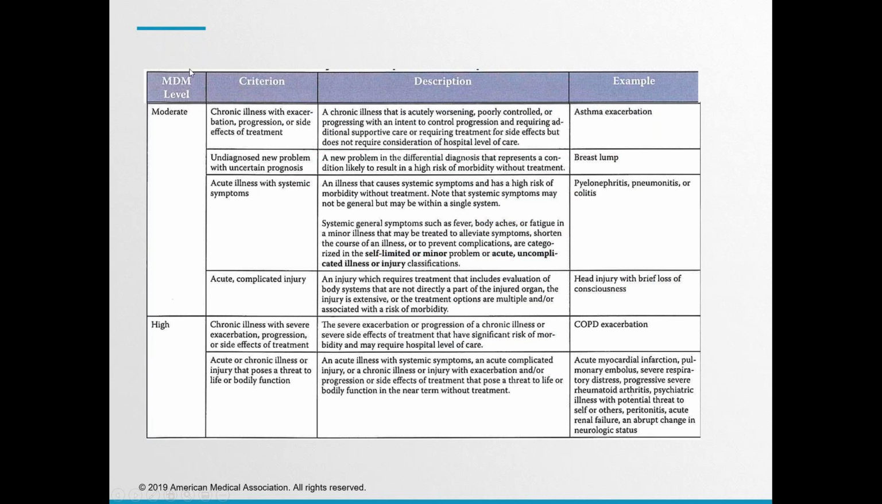And here the AMA gives us a list. And this is really good because remember on that earlier slide, we had an acute uncomplicated injury. So now we have the definition of what would be a complicated injury. The same with an acute illness we had before, okay? Now it's with systemic symptoms. So these are good grids that kind of give you a good understanding of what they mean with the difference of the problems.